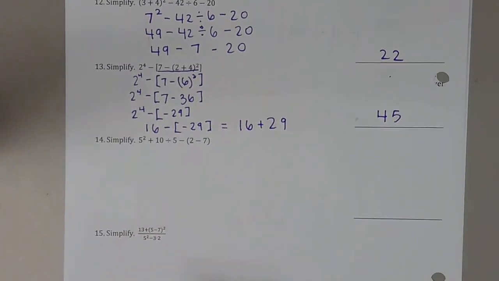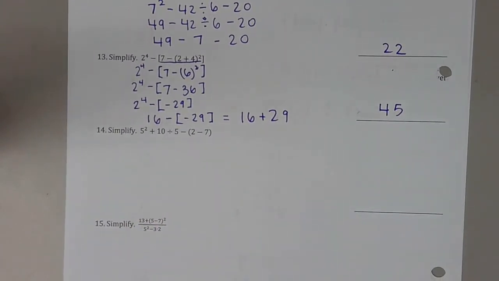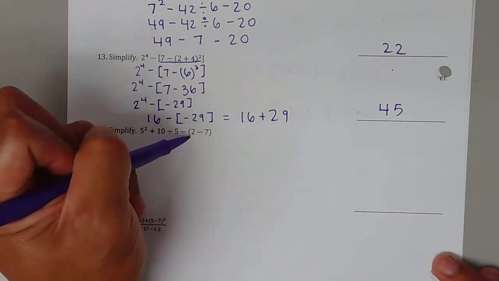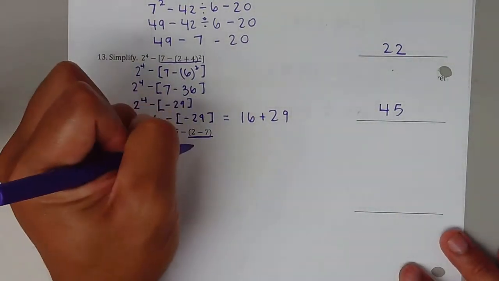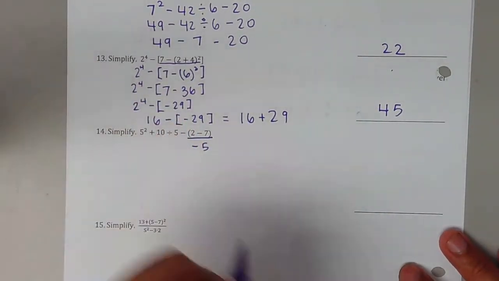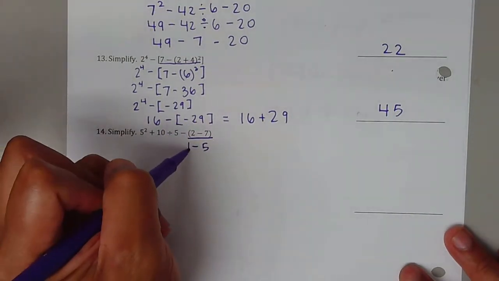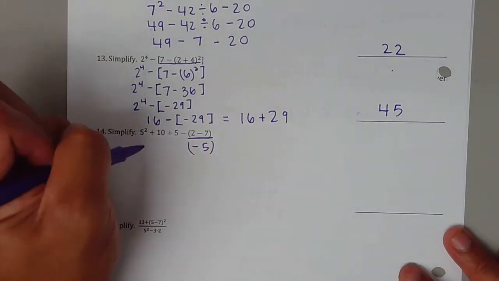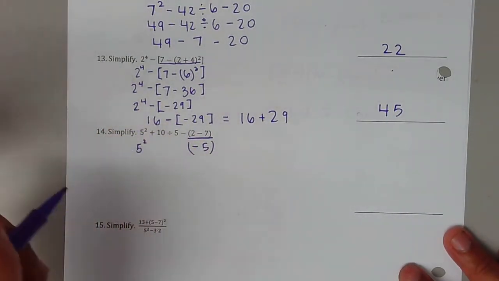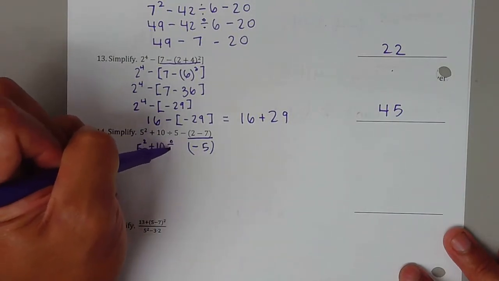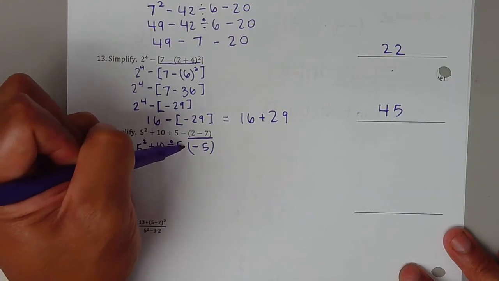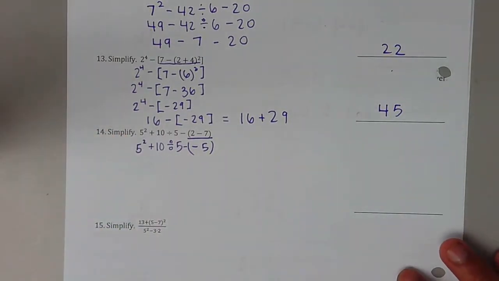All right, question number 14. We have 5 squared plus 10 divided by 5 minus the quantity 2 minus 7. Same thing, right? GEM does. We start off with 2 minus 7. 2 minus 7 gives us negative 5. Keep it in parentheses. Bring everything else down. 5 squared plus 10 divided by 5 minus that negative 5.